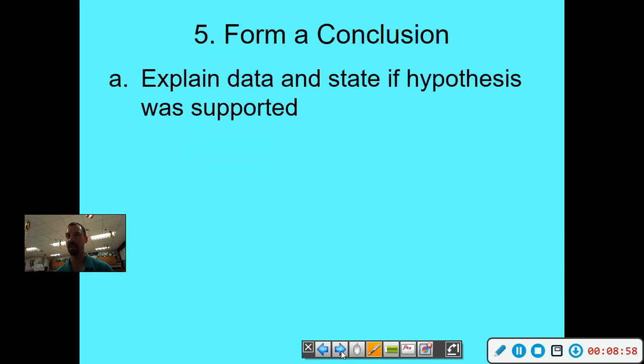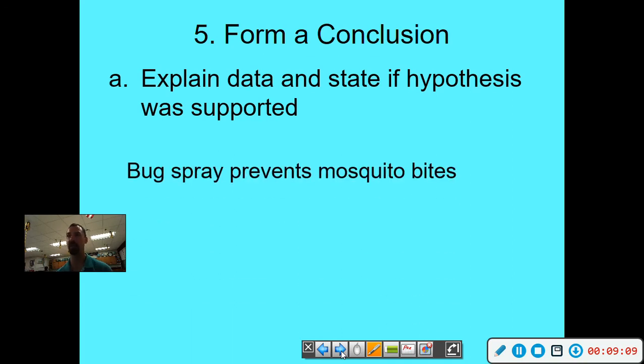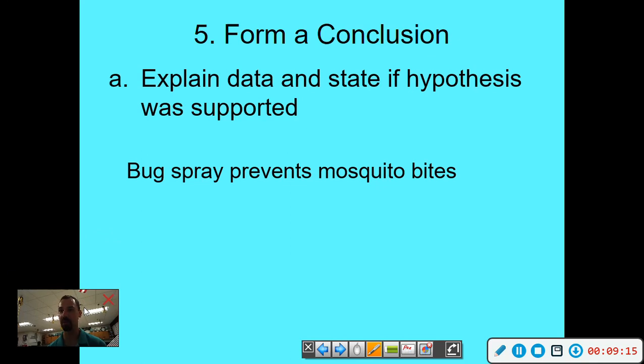And then lastly, after you get your data plotted, then you want to explain it. So you state if the hypothesis was supported. So in the end, bug spray prevents mosquito bites, so I will wear bug spray. All right, so basically you're concluding your experiment.